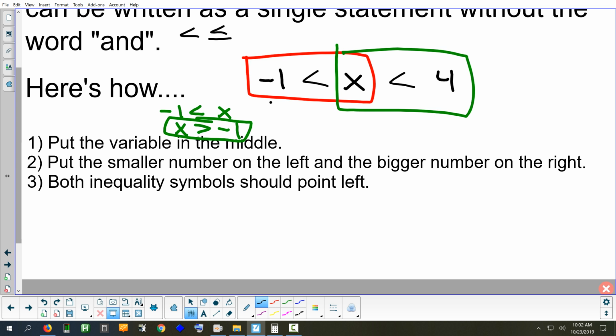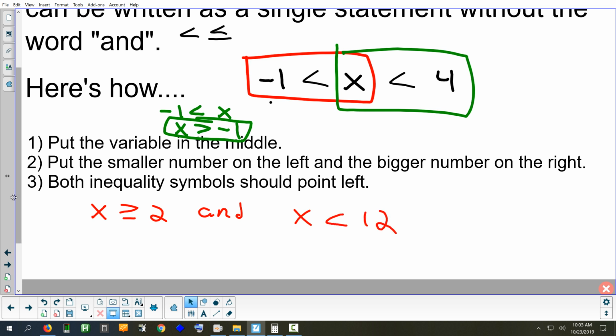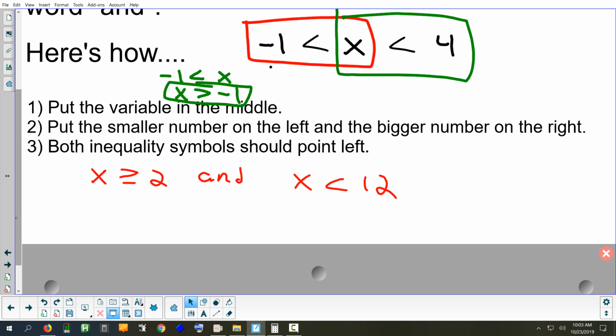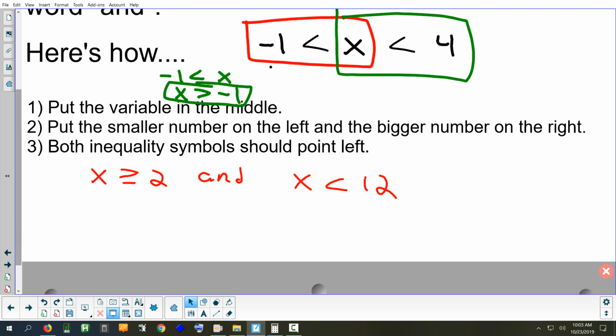All right, I don't have a spot, but let's just try one more of those ourselves. So x is greater than or equal to 2, and x is less than 12. I want to combine those two into one. So who can tell me what's my first step? Yep, put the variable in the middle. Step 1. Okay? What's my second step?